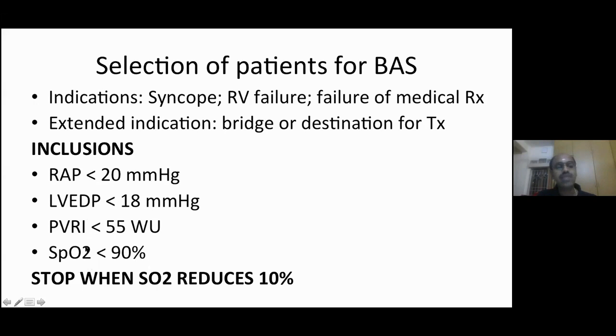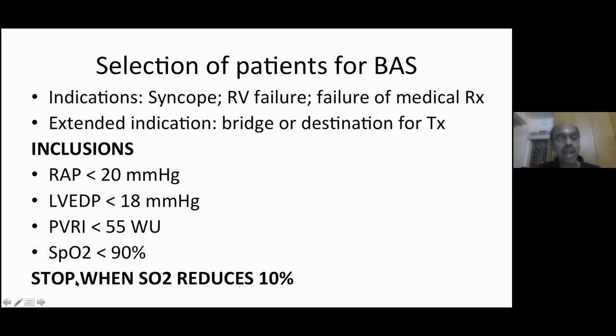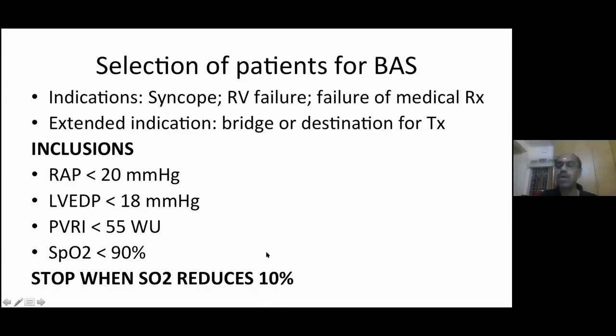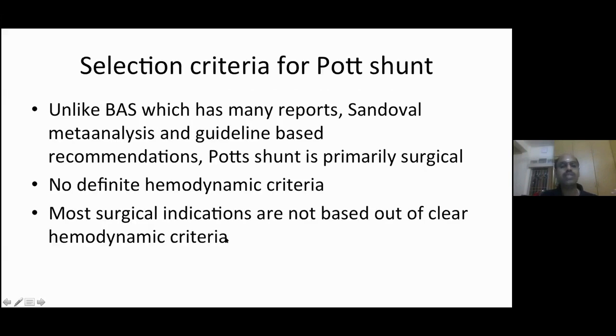If the pulse oximeter saturation is already less than 90, the additional hypoxia that is going to happen will be so profound that these patients will not tolerate that hypoxia. And even when we are doing a graded balloon dilatation, stop when the saturation reduces more than 10%, because more than 10% drop in the saturation is not going to be tolerated by patients during balloon atrial septostomy.